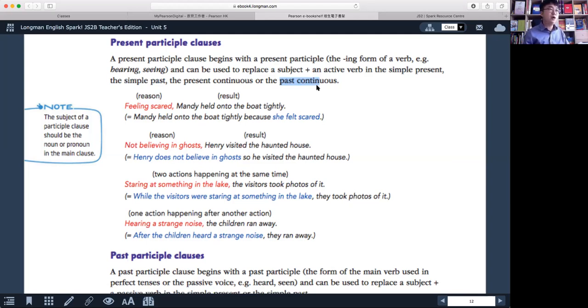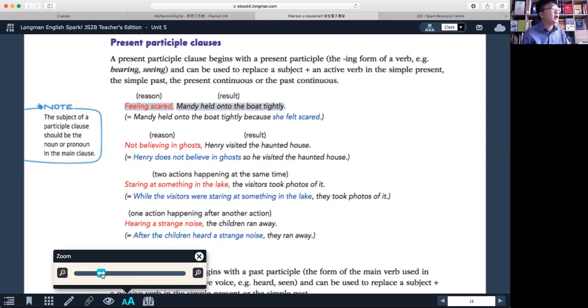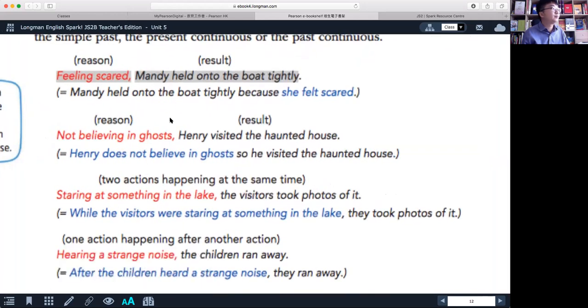Okay, so you may wonder, when or how do we use present participle clauses in our writing? In fact, there are three different purposes to use present participle clauses. So this is the first purpose. Look at this sentence. Let me enlarge it.